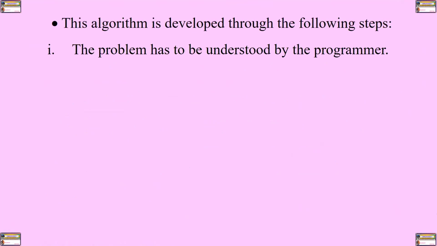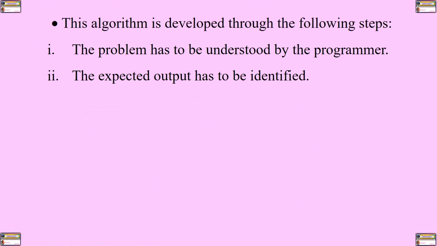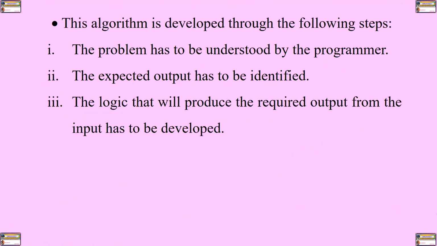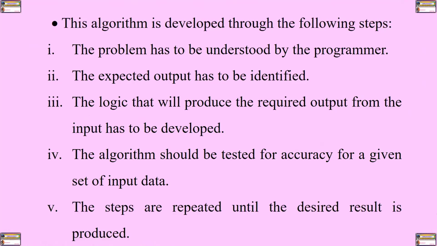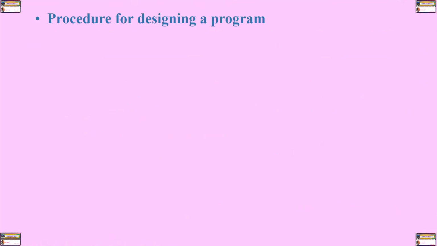Number 1, the problem has to be understood by the programmer. Number 2, the expected output has to be identified. Number 3, the logic that will produce the required output from the input has to be developed. Number 4, the algorithm should be tested for accuracy for a given set of input data. Number 5, the steps are repeated until the desired result is produced.